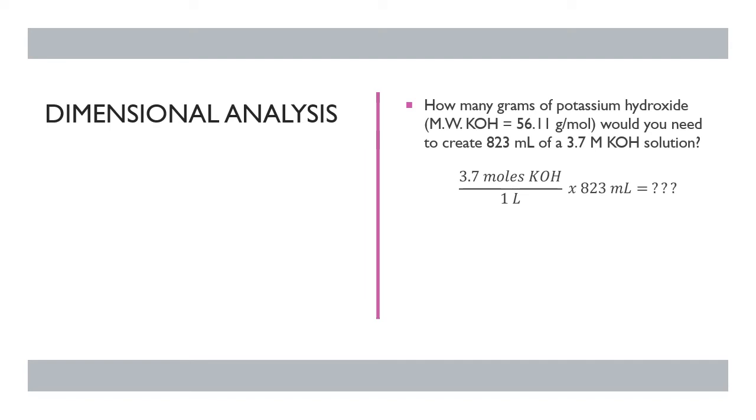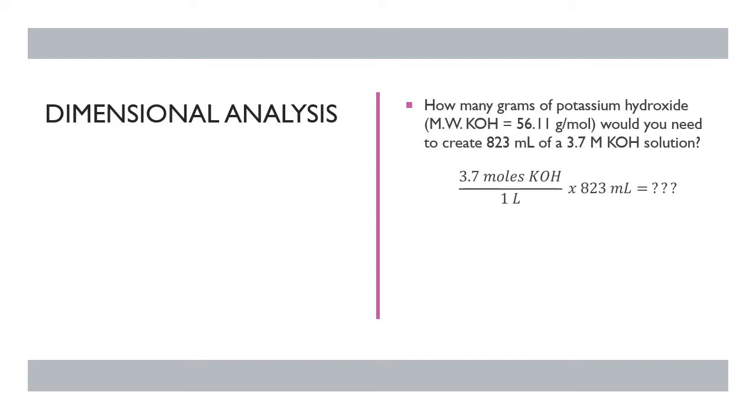So, if that calculation isn't right, what calculation is? Well, we are on the right track. We do want to know how many moles of potassium hydroxide we would need to make 823 milliliters of a 3.7 molar solution. But what we really need is for some units to cancel out. Since molar solutions are expressed in terms of moles per liter, we would really need the 823 milliliters to be in units of liters so that that will cancel out and leave us with only moles.